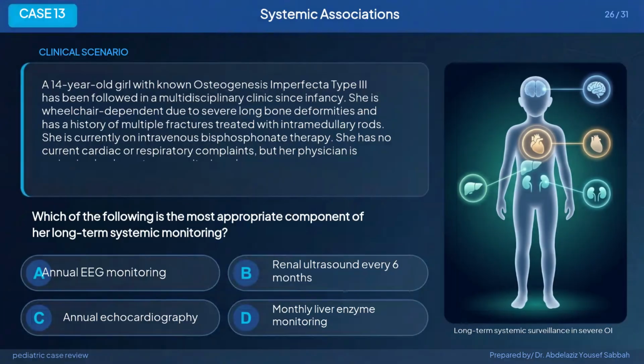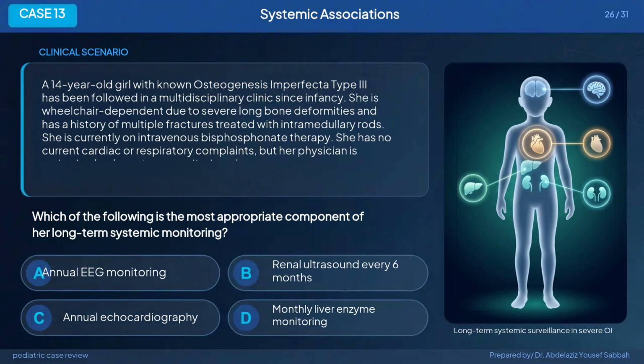Case 13. A 14-year-old girl with known osteogenesis imperfecta type 3 has been followed in a multidisciplinary clinic since infancy. She is wheelchair-dependent due to severe long bone deformities and has a history of multiple fractures treated with intramedullary rods. She is currently on intravenous bisphosphonate therapy. She has no current cardiac or respiratory complaints, but her physician is reviewing her long-term monitoring plan. Which of the following is the most appropriate component of her long-term systemic monitoring?